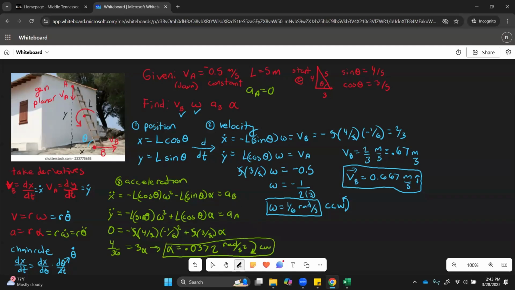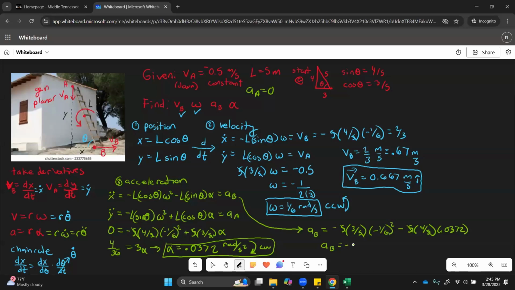So the last step now is to solve out for AB. So the acceleration of B equals, and we just fill in everything from those equations. So we'll have negative L, which is 5, times the cosine theta, which is 3/5, times omega squared, negative 1/6 squared, minus L, which is 5, times sine theta, which is 4/5, times alpha, which is 0.0372. So put that all into a calculator and see what you get for acceleration of B.